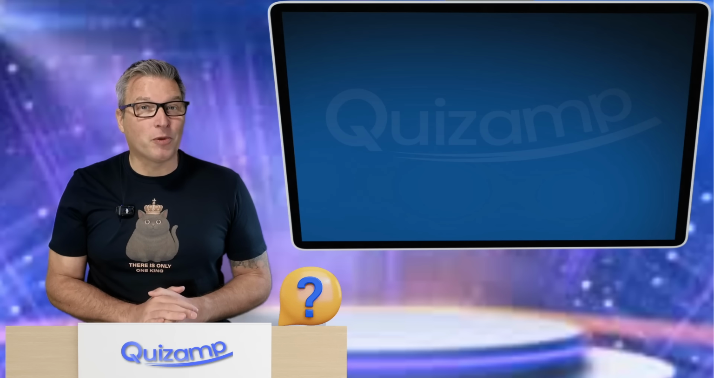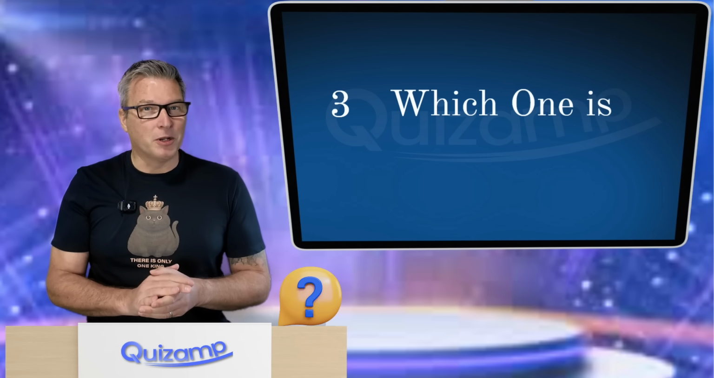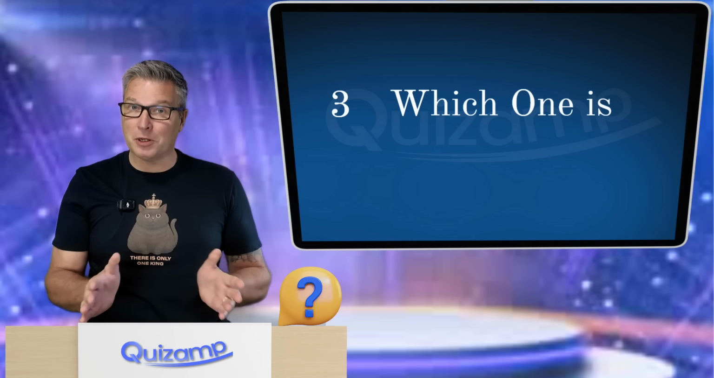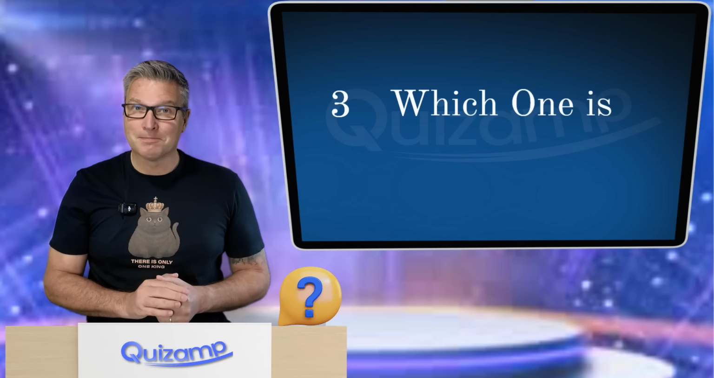Our next round is a picture round. These are all related to plants. There are no clues, so it's just 2 points if you know the correct answer. So let's see how well you know your plants. Which one is poisonous to humans?